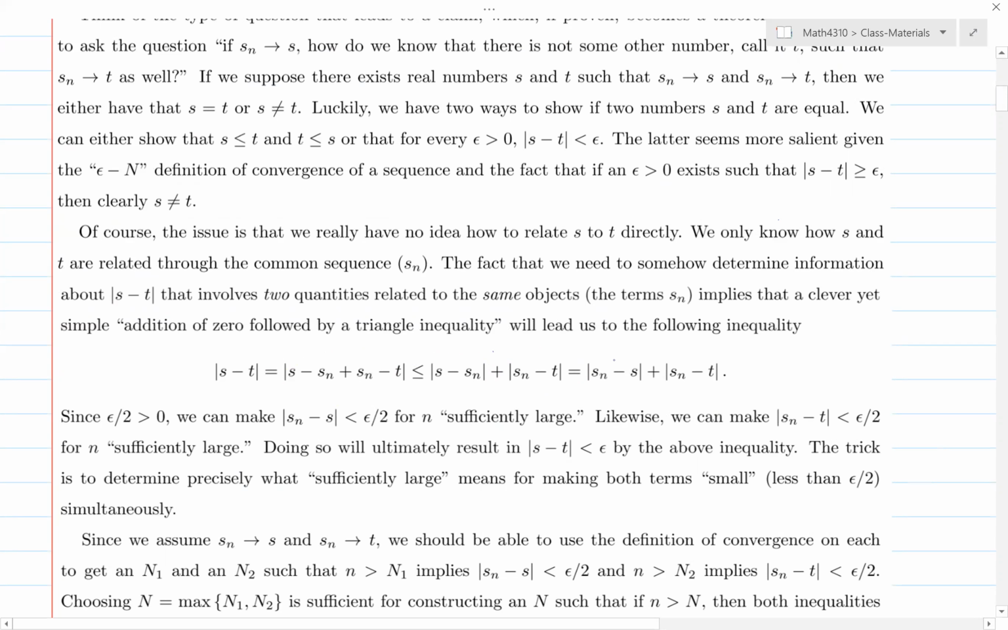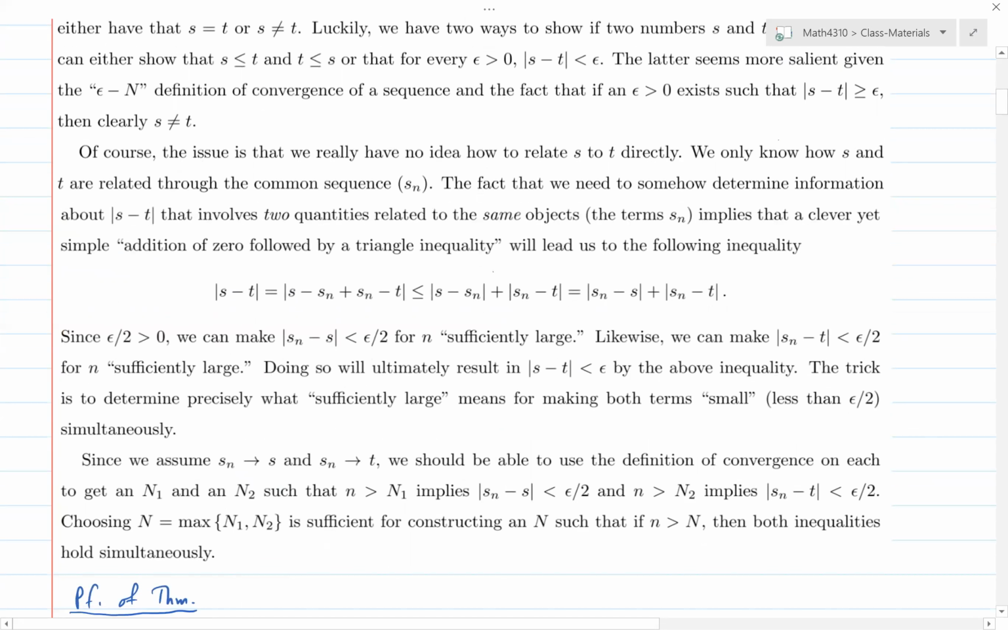As soon as you have that mindset, it hopefully becomes obvious if you spend some time with it, or at least it doesn't seem mysterious, that you should be doing an epsilon over 2 argument. Of course, one of the things that you have, and I talk about this in here as well, is that if I'm saying that Sn converges to S and Sn converges to T, and I'm in this world where I don't know that S and T are different, I don't know that it's converging to each of these limits at the same rate.